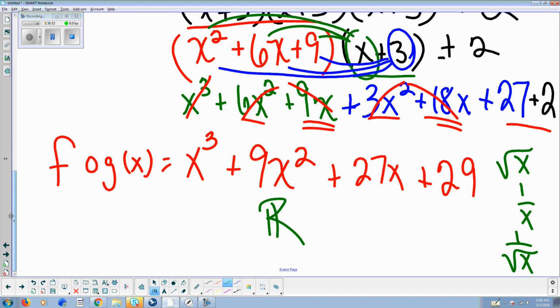So this was the function answer, and then here was the domain answer. Domain is all real numbers.